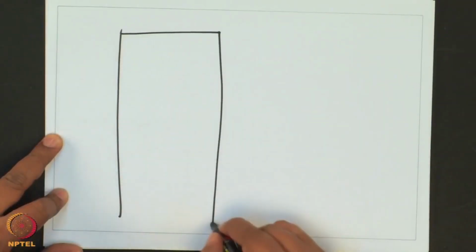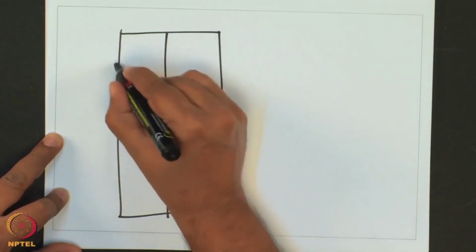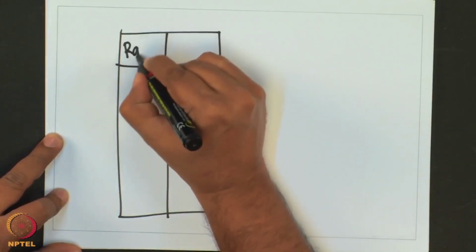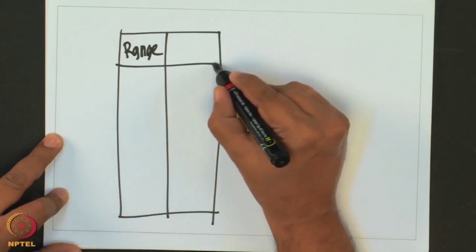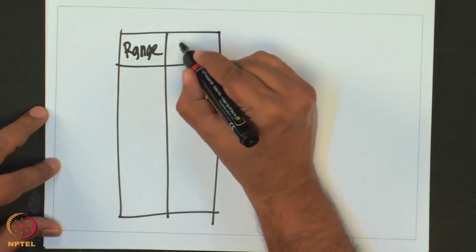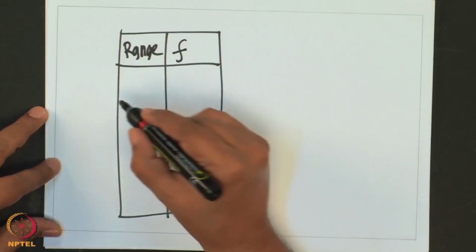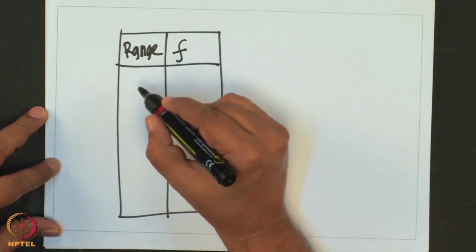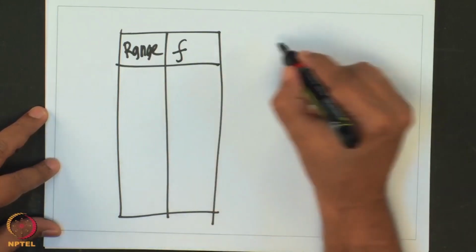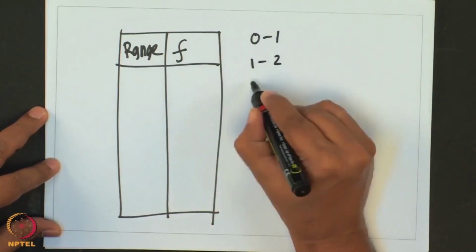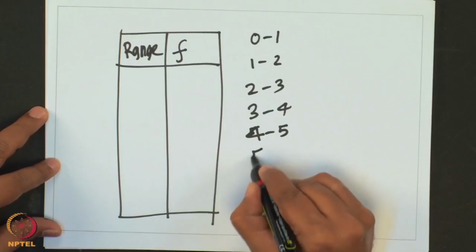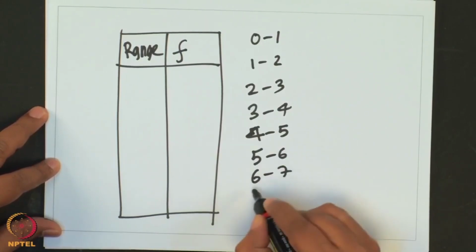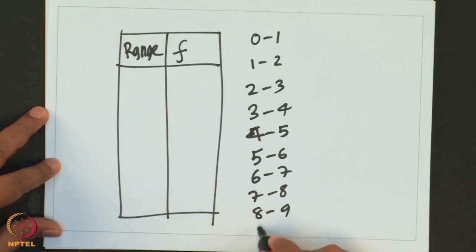So let us say the range, we could even take, let me take some measurement which comes between 0 and 10. So the frequency is f. Let us take here whatever between 0 and 0.1. So the range would be 0 to 1, 1 to 2, 2 to 3, 3 to 4, 4 to 5, 5 to 6, 6 to 7, 7 to 8, 9, 10.